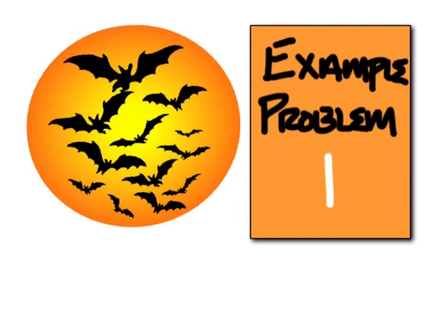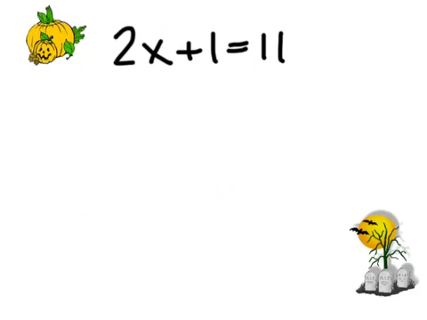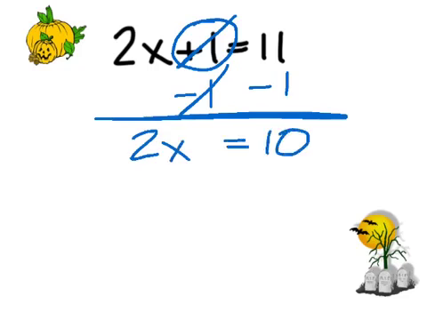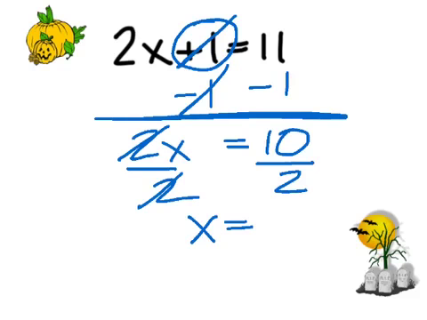Example problem number 1. You have a 1 here added to the 2x. That means you must subtract 1 from both sides. That cancels these out. Leaves you with 2x equals 10. You must divide both sides by the number that is next to the x. This cancels out, and you're left with 5.